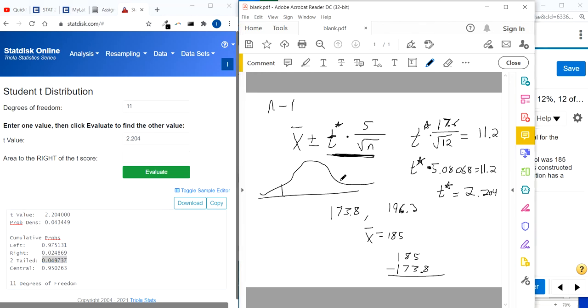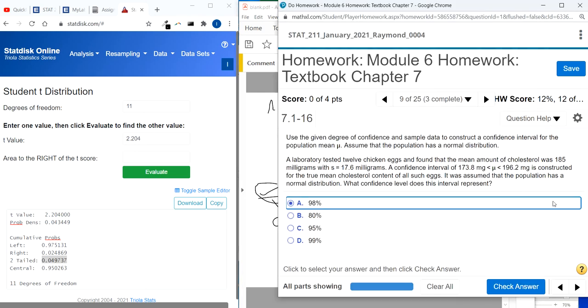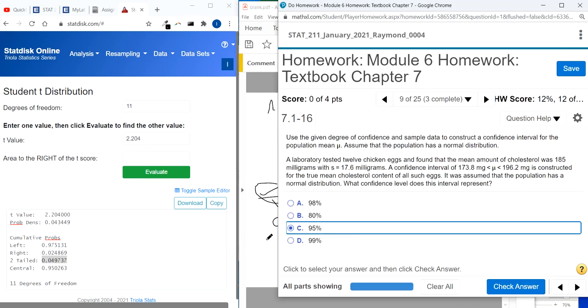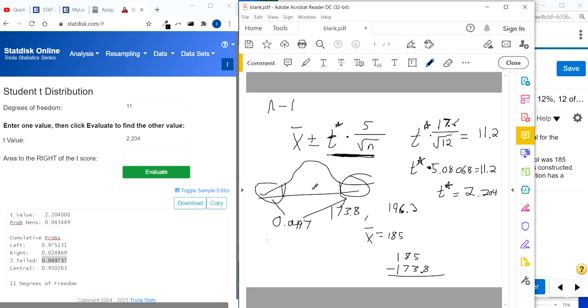Okay. When they say two-tailed, they mean it's about 0.0497, and it's slightly off from just a perfect 0.05 because we did some rounding there. So the area of the tails is 0.0497. That means it's a 95% confidence interval. Because if there's 5% in the tails, then there's 95% in the center.